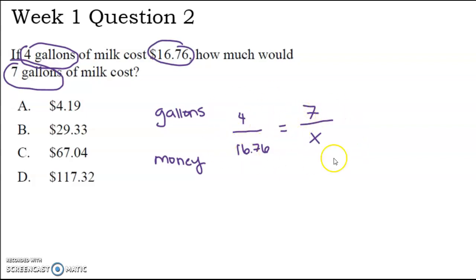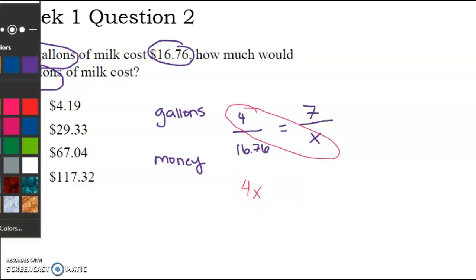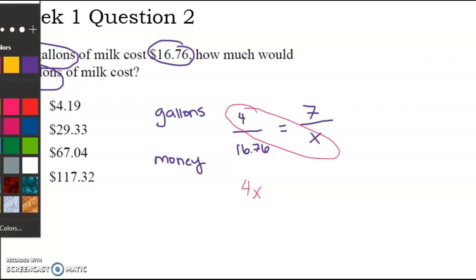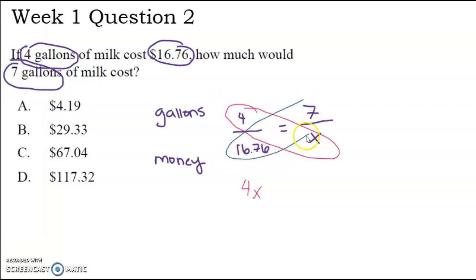So when you have something like this, and it's not as easy, we have to cross multiply. We're going to cross multiply 4 times x, and that turns into 4x. We don't know what x is. We can't write it any differently. Now we're going to do 7 times 16.76. That I do not know off the top of my head, but I do know how to multiply decimals. So we have to remember our rules.